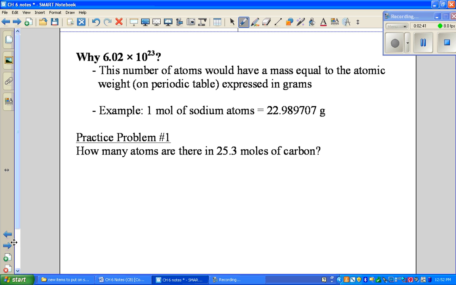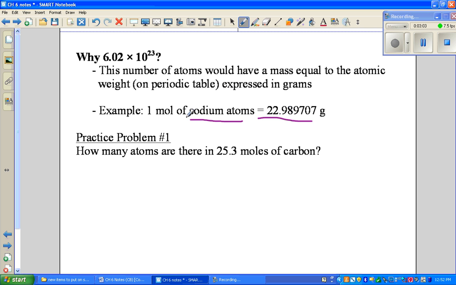Okay, so why this number? Well, it's the number of atoms that would have a mass equal to the atomic weight, which is on the periodic table, expressed in grams. So as we just did in the chart, if I have sodium, I look it up on my chart. You may not have this many significant figures, but you get the idea that that is that many grams in 1 mole of a substance.